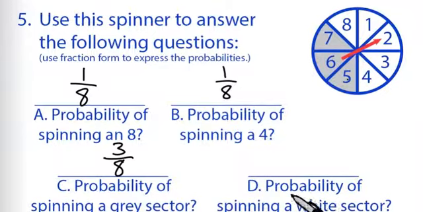Now we have the probability of spinning a white sector. So once again, 8 is going to be our bottom number, and we need to know how many of these give what we're looking for. And all of these 5 sectors right here are colored white, so the top number is going to be 5. 5 over 8 is the probability of spinning a white sector.